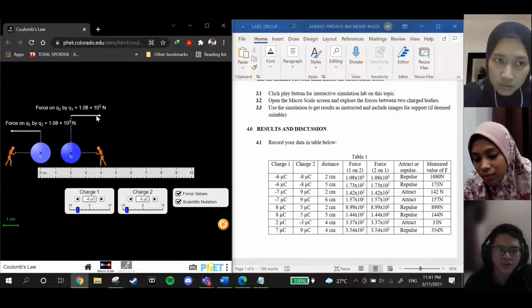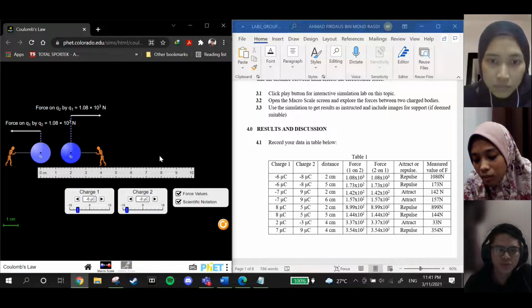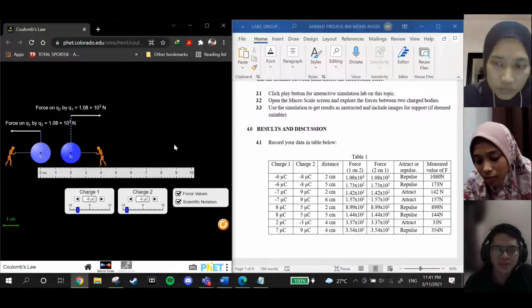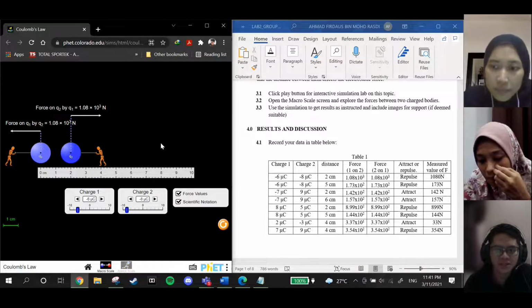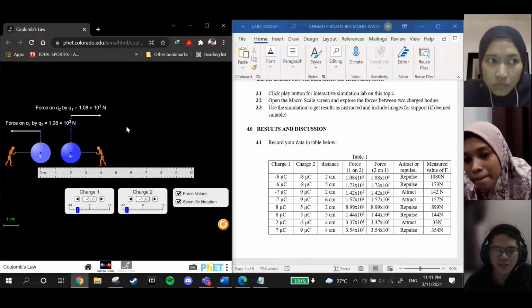So from here we will record the value, which is the force on both 1 on 2 and 2 on 1, is 1.08 times 10 to the power of 3 Newton, and the force is a repulsive force, and the measured value of force is 1080 Newton. So this one is the repulsive.